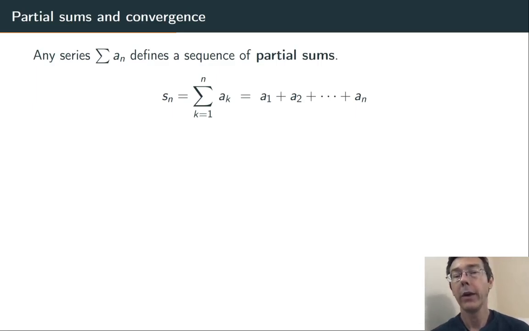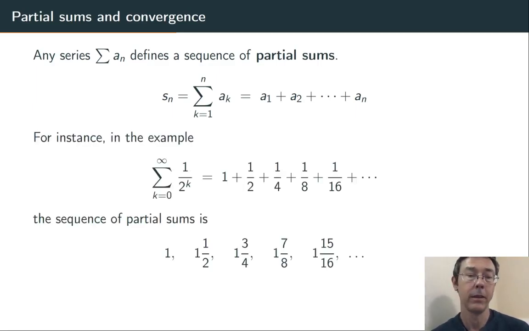All right, so whenever you have a series, you also get a sequence to go with it, namely a sequence of partial sums. So S_n, the nth partial sum, is going to be what you get when you add up the first n elements of the series. For example, looking back at that first series that we had on the previous slide, sum k equals 0 to infinity, 1 over 2 to the k.